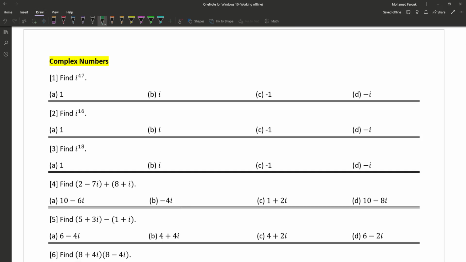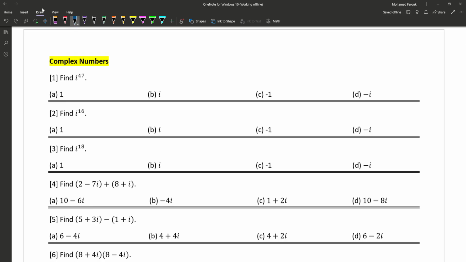Assalamu alaikum wa rahmatullah. Inshallah, we will start our pre-calculus revision. We divided this revision into categories. So the first part is complex numbers. At first, we need to find i to the power 47.